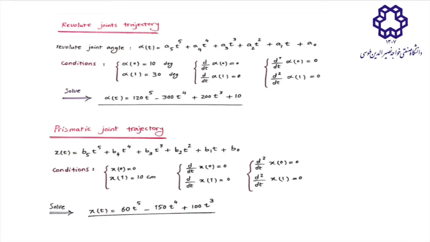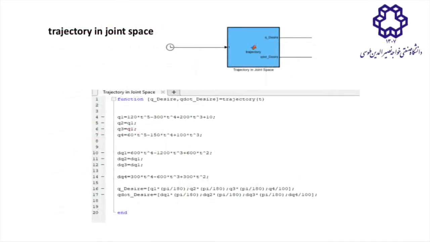Then we give the joint trajectories as input to the controller. Q1, Q2, and Q3 are angles of revolute joints, and Q4 is actually the displacement of the prismatic joint. Here I have a simple trajectory for the joints. You can see revolute joints trajectory and prismatic joint trajectory, and you can see the conditions and the results. The input of the trajectory block is time, and the outputs of the trajectory block are Q desired and Q dot desired.